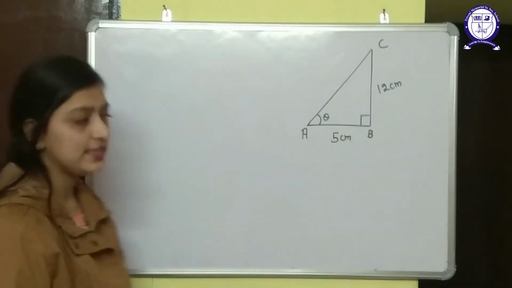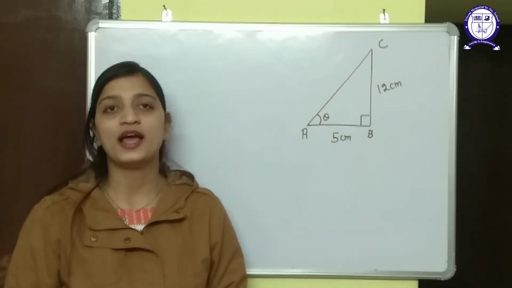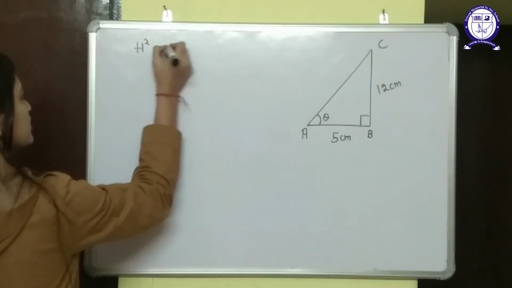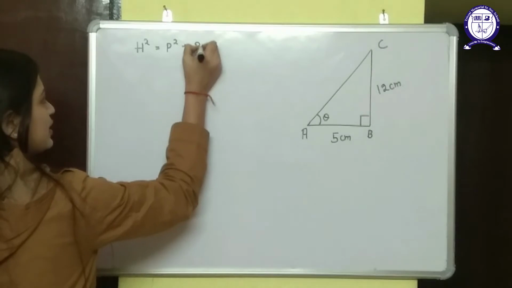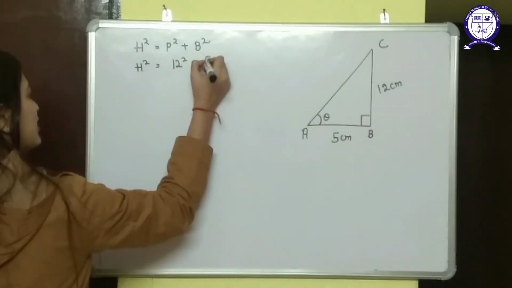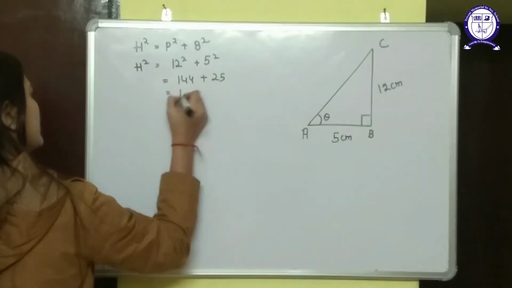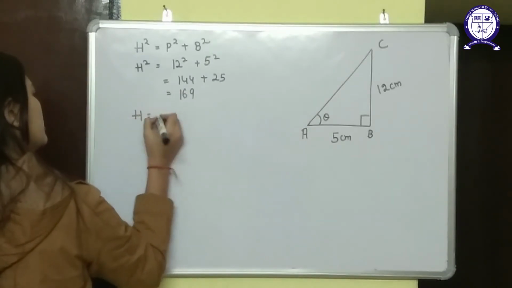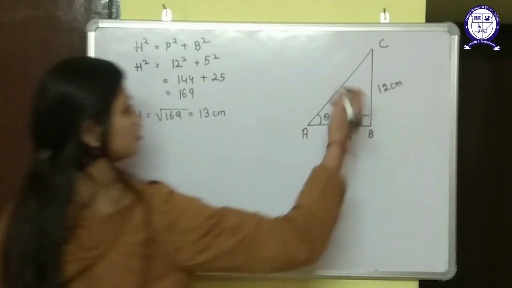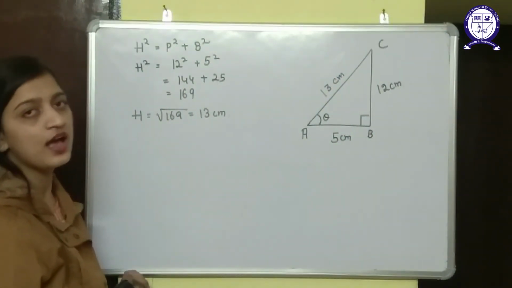You can easily see that this is a right angle triangle, and in a right angle triangle, we can always apply the Pythagoras theorem. So by Pythagoras theorem, h square equals p square plus b square. So h square is equal to 12 square plus 5 square, 144 plus 25, that is 169. So my h will be under root 169, that is 13 centimeters. So my hypotenuse is now 13 centimeter.